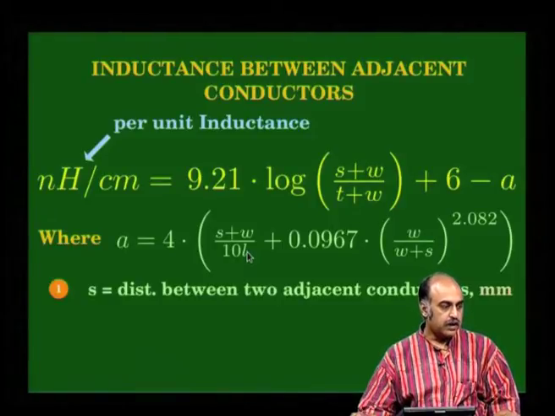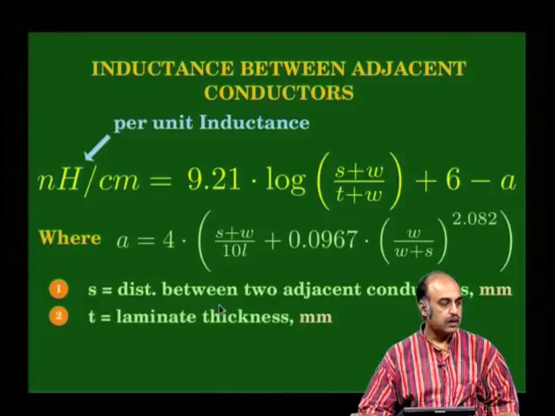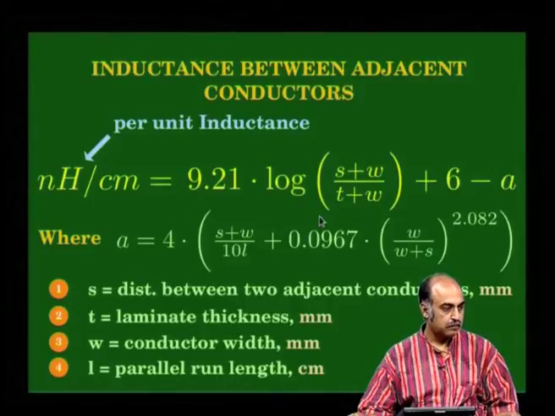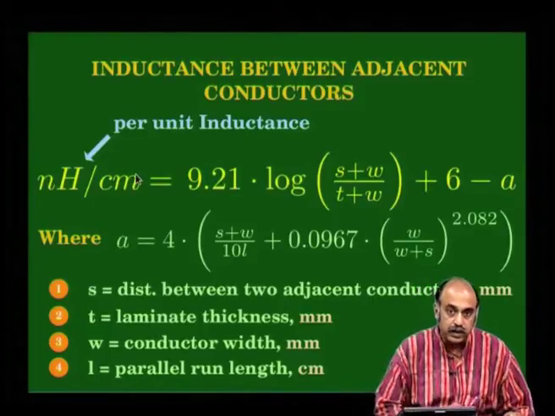Okay. So, the various symbols: S, which is used here and here, is nothing but the distance between the two adjacent conductors in mm. T is the laminate thickness in mm, and as we know it is 35 microns for the most common laminates. W is the conductor width. And L is the parallel run length, in centimeters, because we are giving it in nanohenry per centimeter. So, what is the length of the conductor that you are interested in?